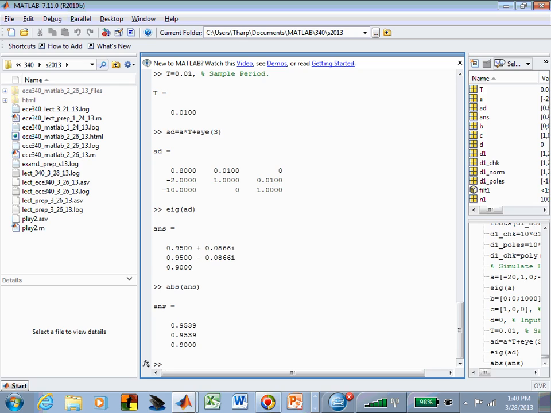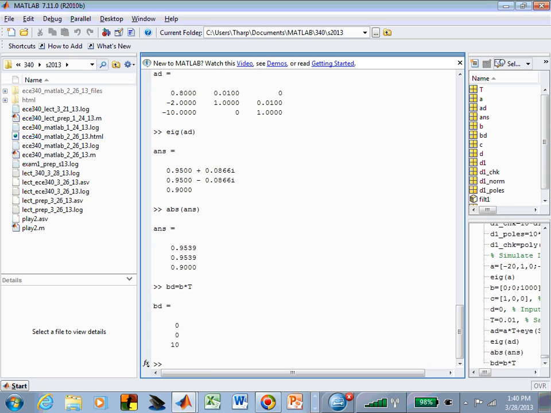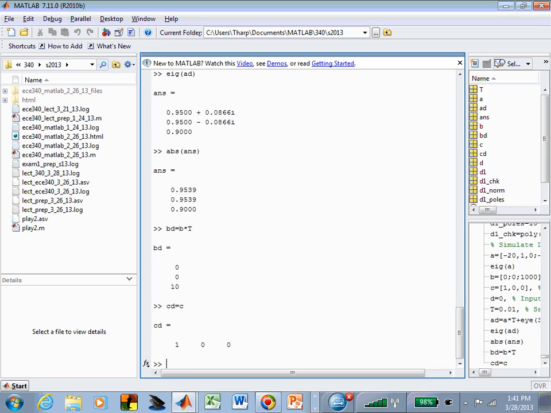Where was I before I got off on this eigenvalue kick? I was talking about Abe Lincoln, wasn't I? Oh, I need the discrete time input matrix, which is BD, which is B times capital T. And I need the discrete time output matrix. That shouldn't surprise you. That's the same as the continuous time output matrix. Now let me run some simulations.